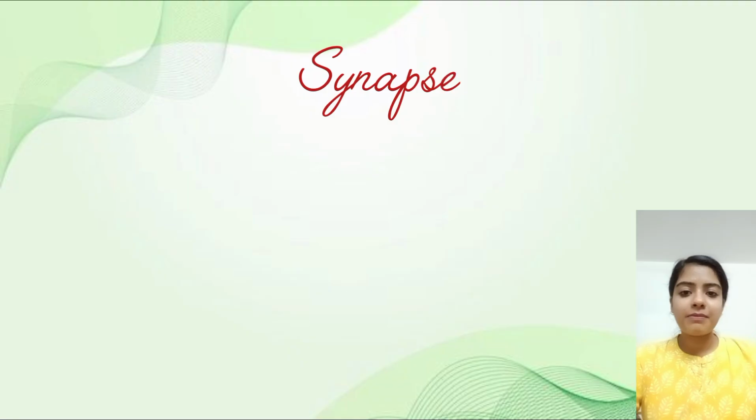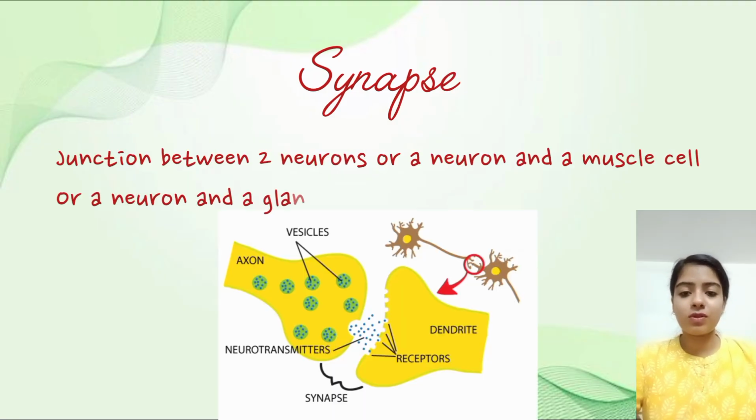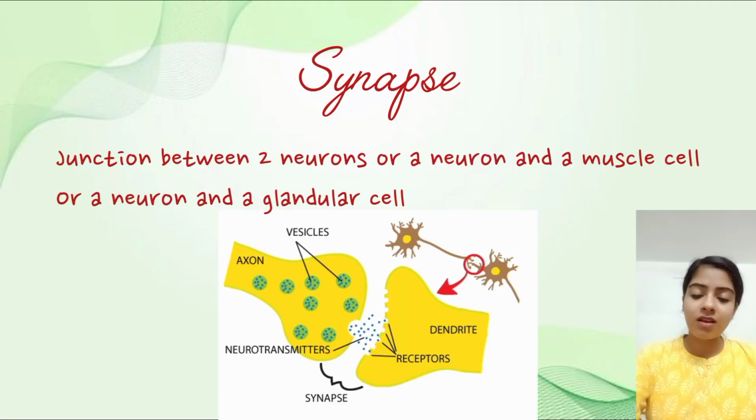So I talked about how an impulse is being transmitted from one neuron to the next neuron. That takes place through something called a synapse. A synapse is a junction between two neurons, or a neuron and a muscle cell, or a neuron and a glandular cell. Here there is a neuron called the presynaptic neuron and another neuron called the postsynaptic neuron.